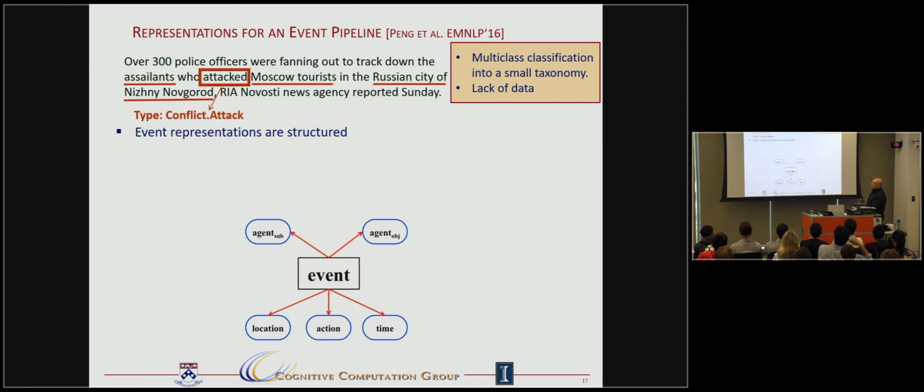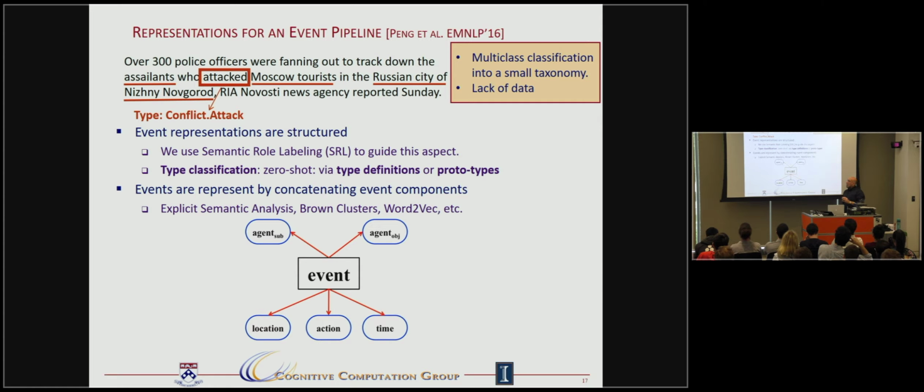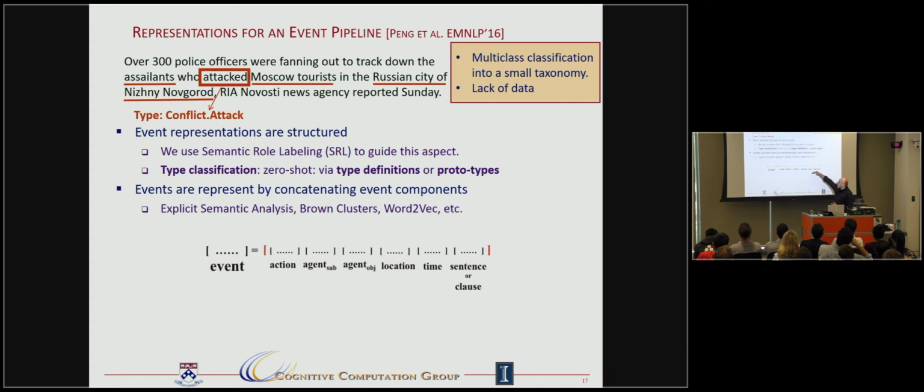And I should be able to represent a structure in exactly the same way, using the same idea that I mentioned before. So I'm going to use semantic role labeling, for people that know what it is, as a way to identify this structure, and then do the type classification, just like I mentioned before, and then represent components, arguments of this event using multiple representations, from Word2Vec, through ESA, and Brown cluster, and so on. So essentially what I have as a representation of event is this vector representation.